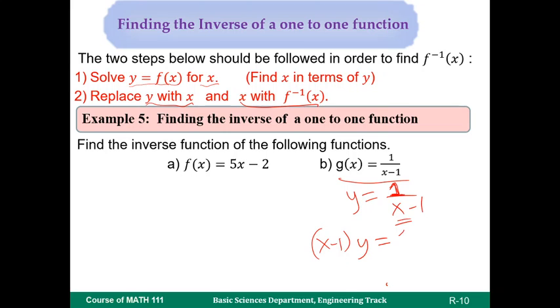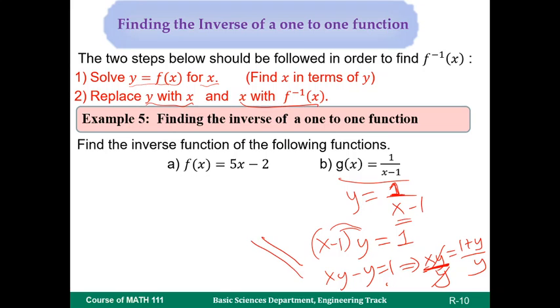And we will try to get x isolated. So you can distribute y to get xy minus y equal to 1. And this gives you xy equal to 1 plus y. We have x here, and I want to isolate x, so I divide both sides by y. Here we get x equal to (1 plus y) over y.